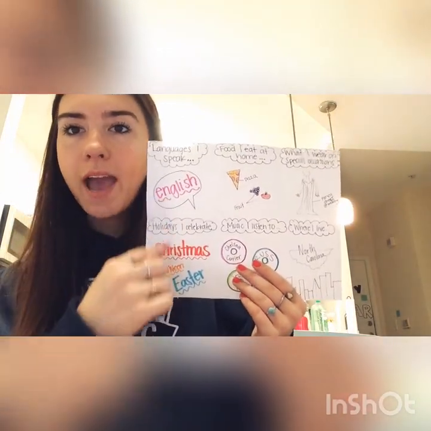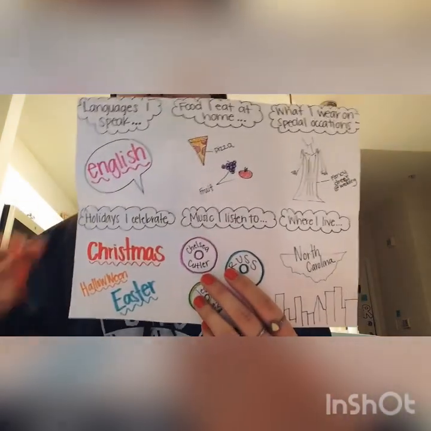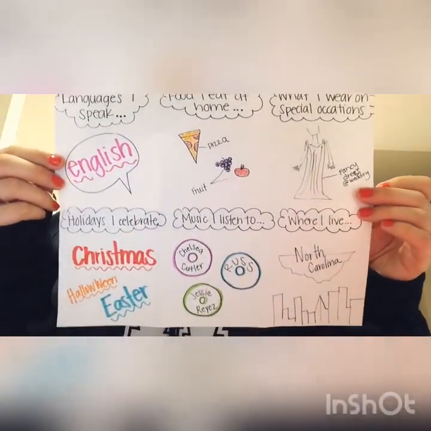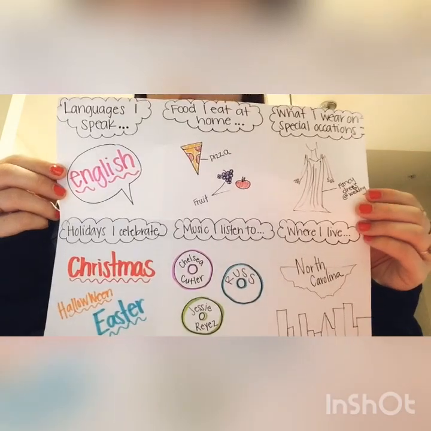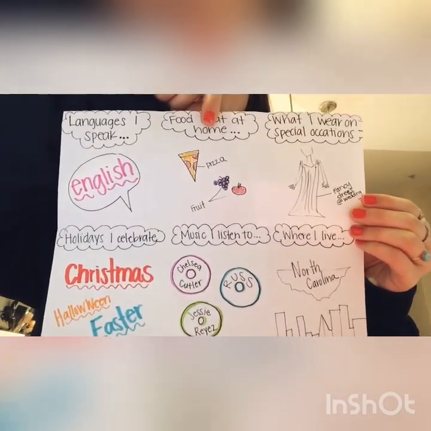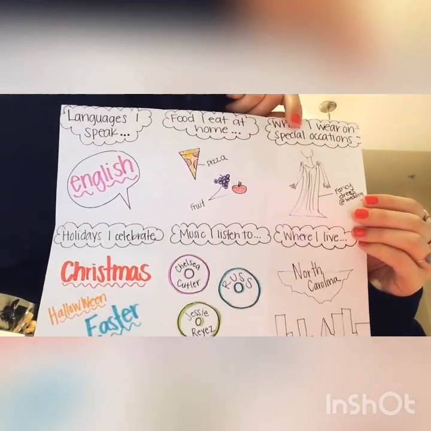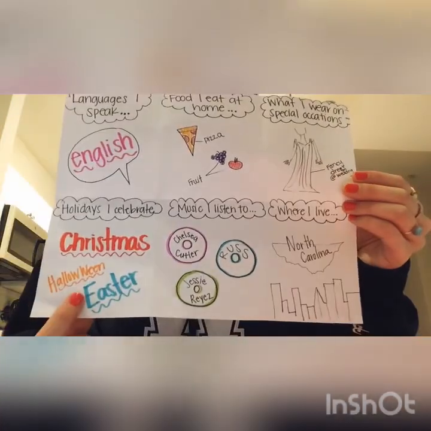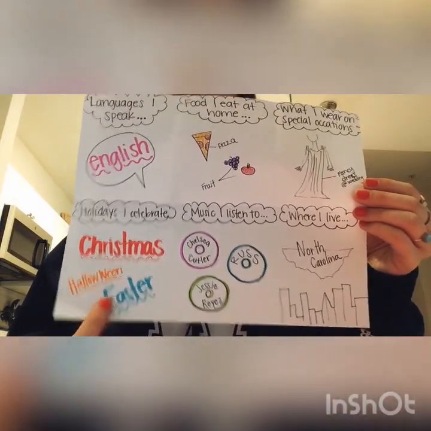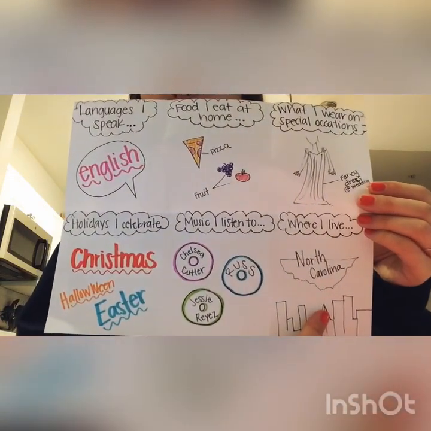So all together, I have my 6 different things that we're talking about. And I cannot wait to see the different things you guys put in your categories. Remember, we're talking about the languages that you speak, the food that you eat at home, what you would wear on a special occasion, any holidays that you celebrate, music that you like to listen to, and where you live.